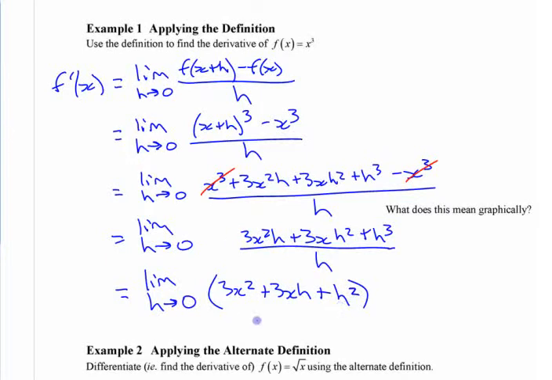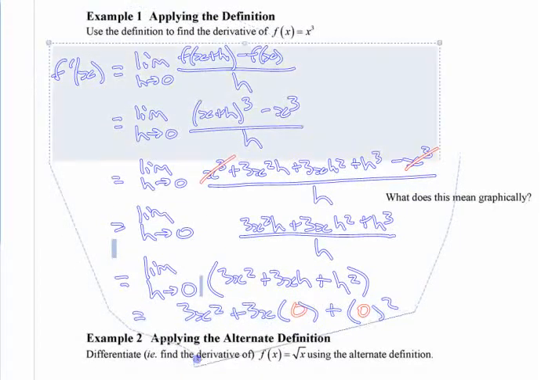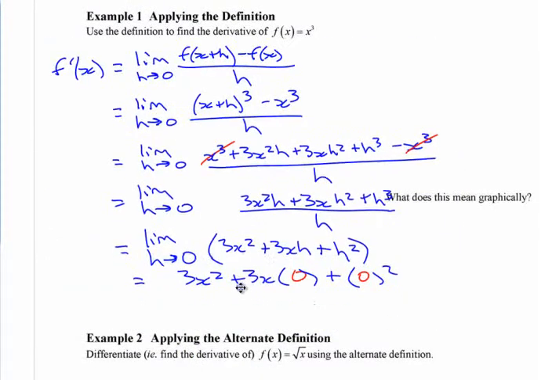Now you get it to the point where you can put the h in. You can deal with the h being 0. So what does that give me here? I can actually evaluate this limit. 3x squared plus 3x times 0. You're putting in 0 for h here. Plus 0 squared. What does that give me? It's not going to work. Yes, it is.